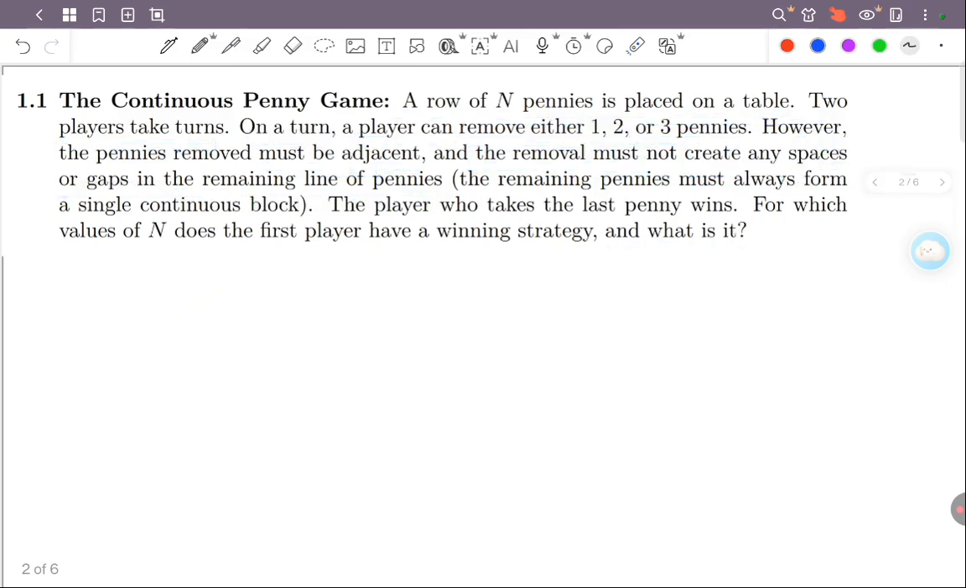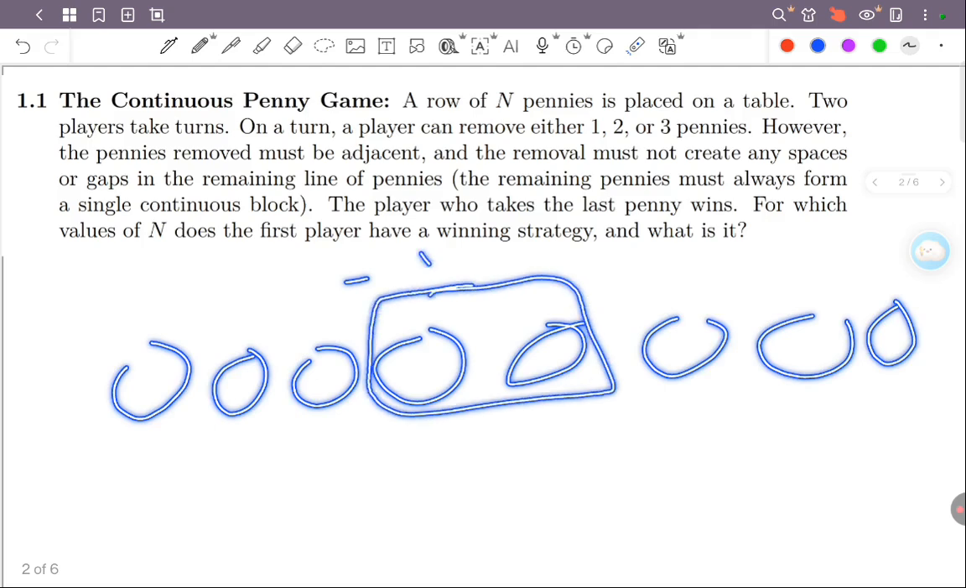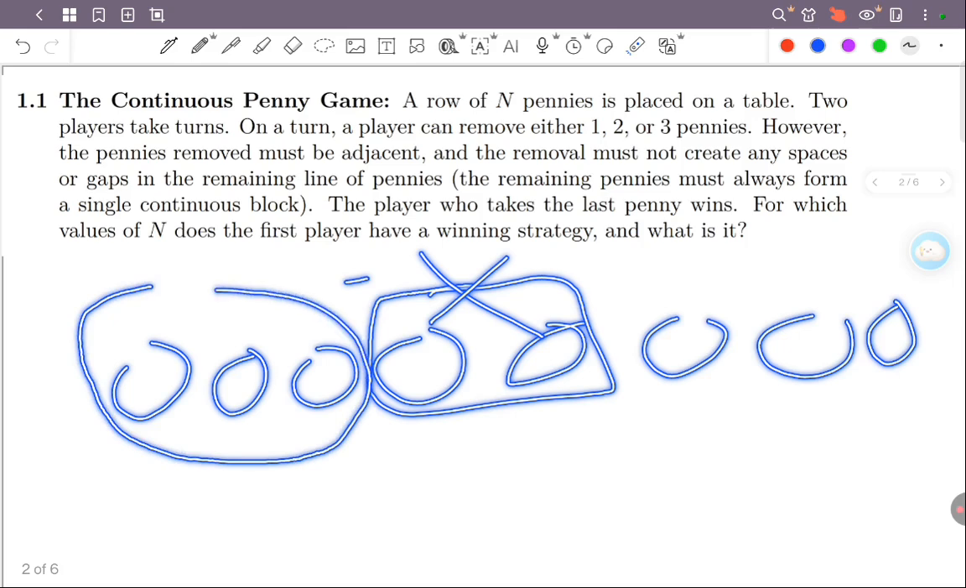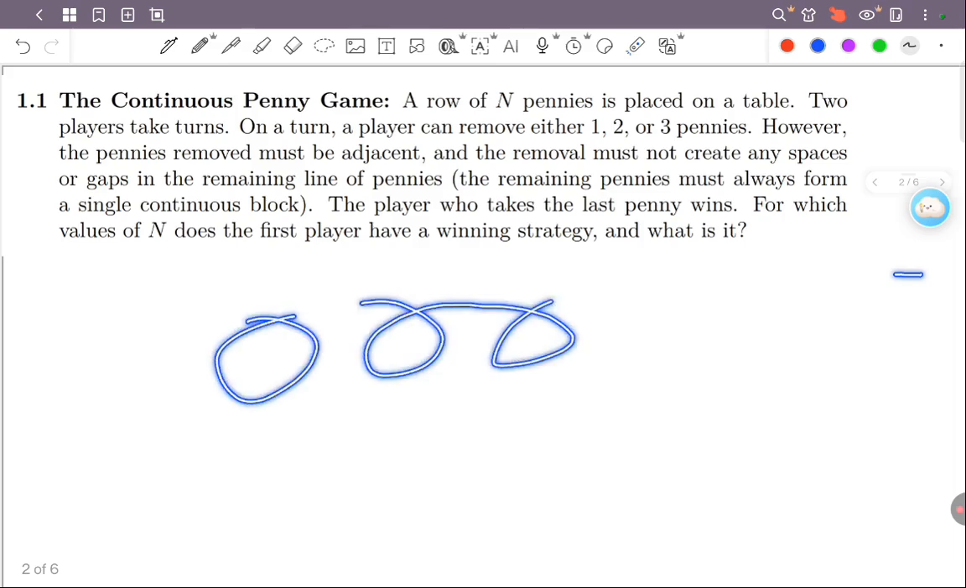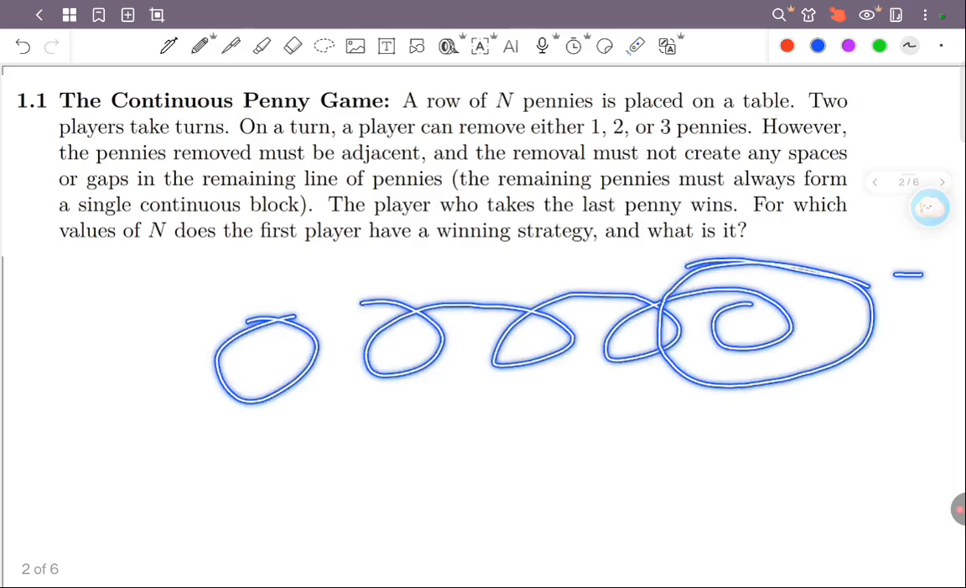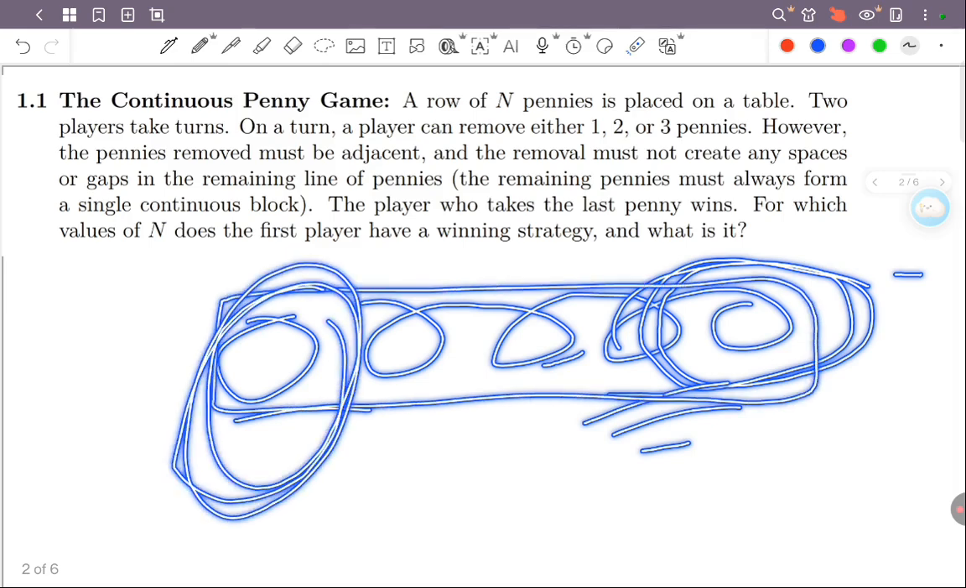So what does that mean? This means that if there are n pennies, he cannot choose pennies from anywhere in between. He can choose any number of pennies, whether that be 1, 2, or 3, starting from this corner, or starting from this corner. You understood? Okay, so now the player who gets the last penny wins.